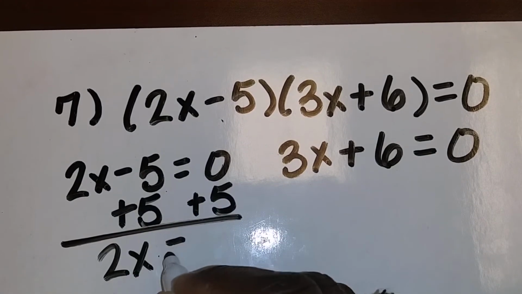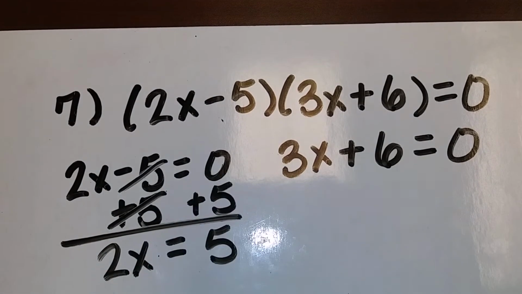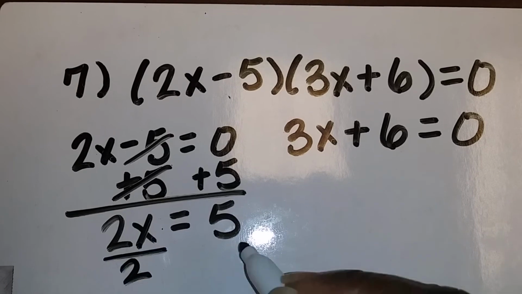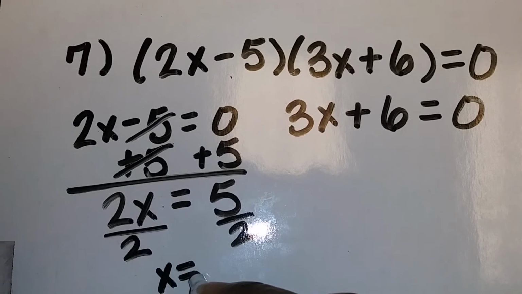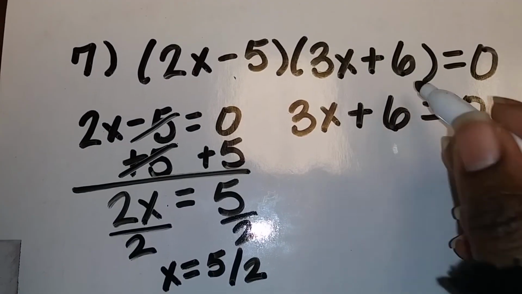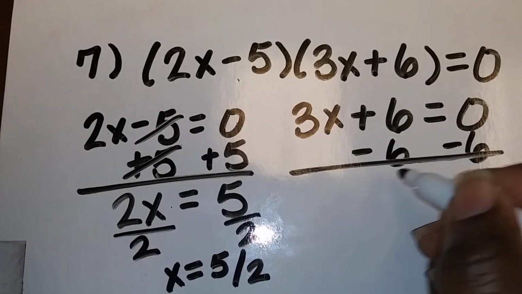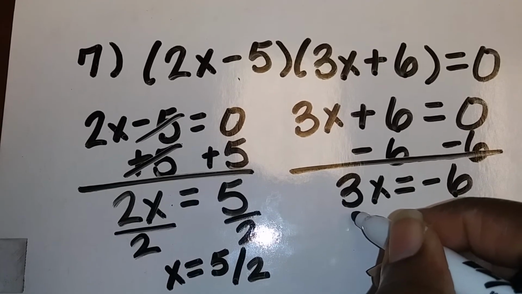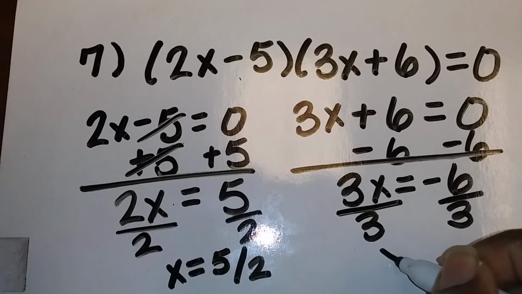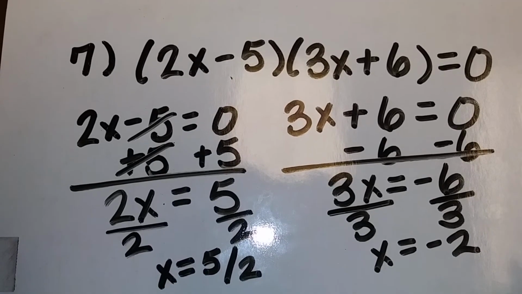I'm left with 2x equal 5 because 5 minus 5 equals 0. So they go away. Now I'm going to take the multiplicative inverse and I'm going to divide both sides by 2. So my first answer, I have x equal 5 over 2. Right here, we're going to keep it simple. The opposite of plus 6 is minus 6. I'm left with 3x equal negative 6. Then I say 3 times, so to undo times, we divide 3 on both sides. So x equal negative 2. Okay, so my answers are negative 2 and 5 over 2.